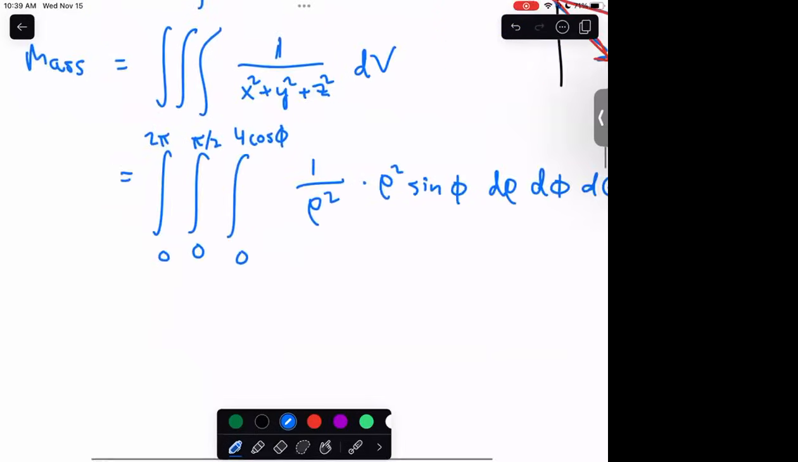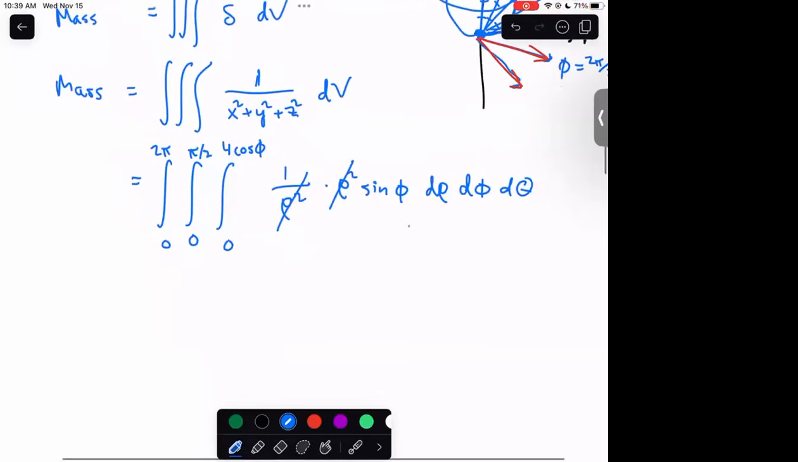Okay, well, we can see that there's a little bit of cancellation. We have our bounds set up, so we're now moving into the evaluation portion. I notice that none of this stuff here has any thetas. So I can rip off my theta integral, just 1 d theta, and evaluate that. The integral of 1 d theta from 0 to 2 pi is going to be 2 pi.